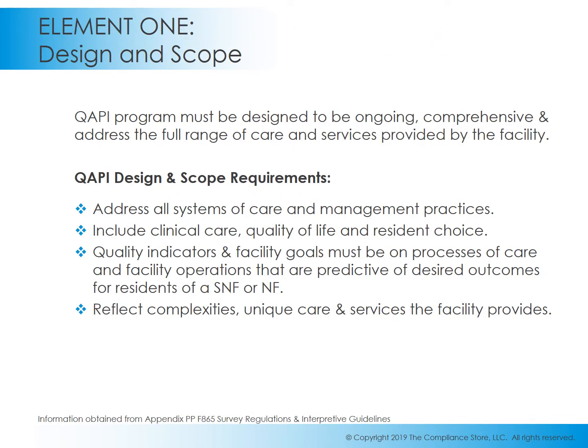The first element, design and scope, means that the program will address aspects of resident care. Aspects of care means things like nutrition, customer service, dining services, laundry and medical care, etc. It also sets measurable goals.